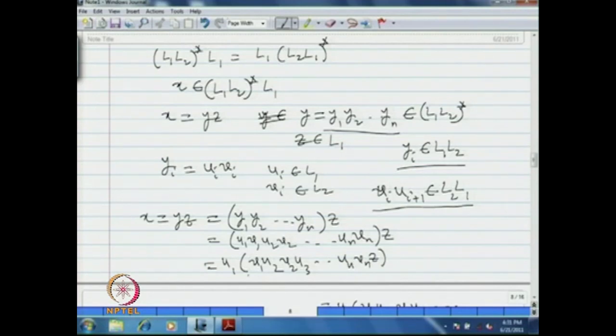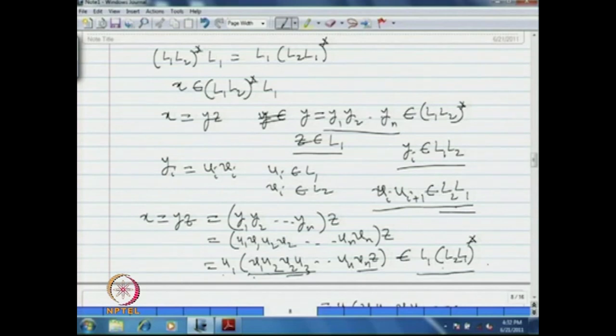Now, v1 u2, v2 u3, these all belong to L2 L1. Eventually, vn z belongs to L2 L1, since z belongs to L1 and vn belongs to L2. And again u1 belongs to L1. So, therefore, this belongs to L1 concatenation (L2 L1) star, because they are concatenations of strings from L2 and L1. Therefore, starting from x belonging to L1 (L2)* L1, we have found that x belongs to L1 (L2 L1)*.